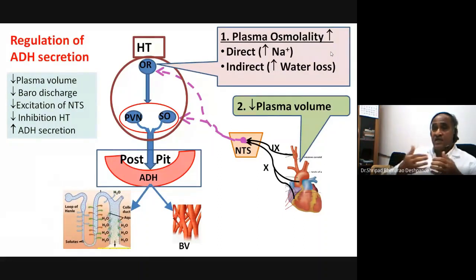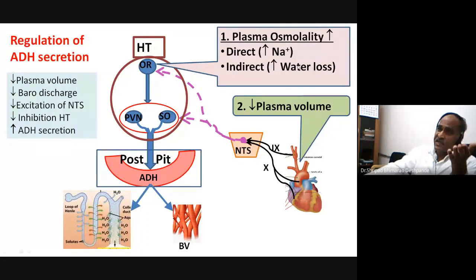Suppose in patients with diabetes mellitus, uncontrolled diabetes mellitus, what happens? There will be an enormous quantity of glucose present in the blood, 400 milligram per deciliter. Normally it is about 80 to 120 milligram per deciliter. So that means a 4 times increase. The 4-time increase would increase the osmolality. So that means it's a direct action, if there is a greater intake of osmotically active substances. Here I have mentioned sodium.